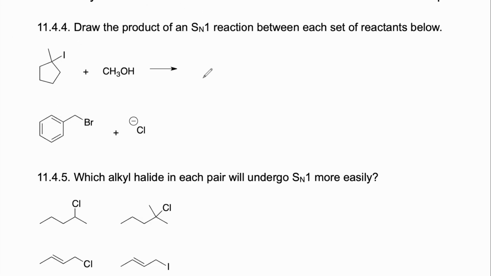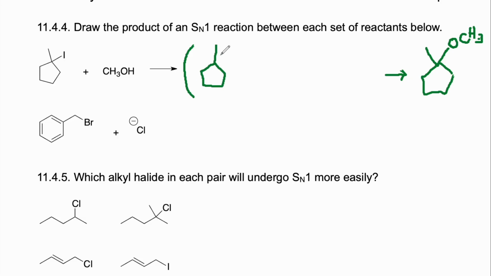So let's look at what these products would be. We'll have the final product over here. So the final product is going to have that iodide substituted with that methoxy group. So on the way here, what's happening, we'll put a little intermediate here in parentheses. First we have the iodide leaving, and we have this carbocation left behind.